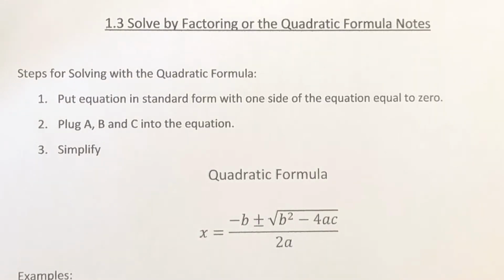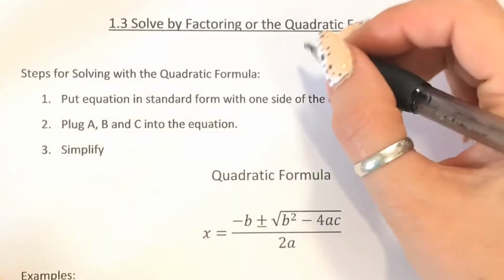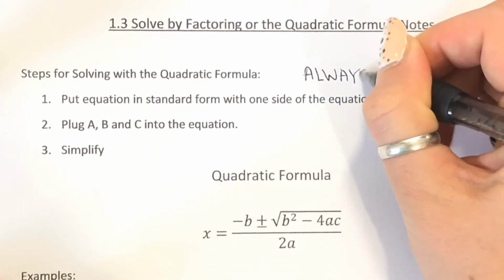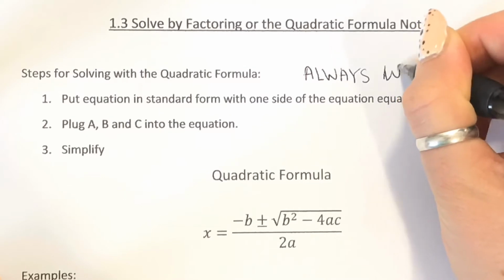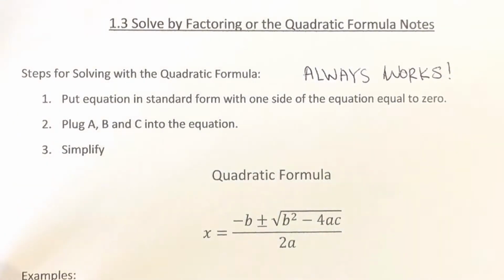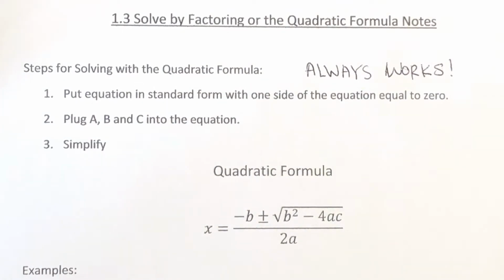A lot of students don't like it because it's so long, but the reason we like the quadratic formula is that it always works. Factoring doesn't always work. Some polynomials you won't be able to factor. So factoring is nice when you can use it, but again, it doesn't always work. So the quadratic formula always works. That's why we like it.